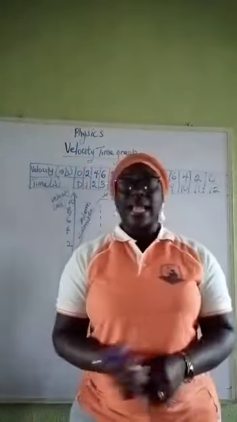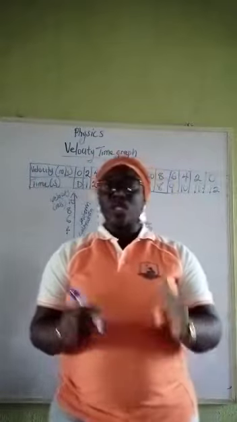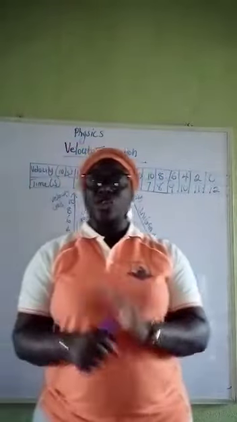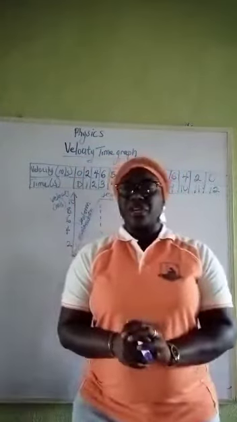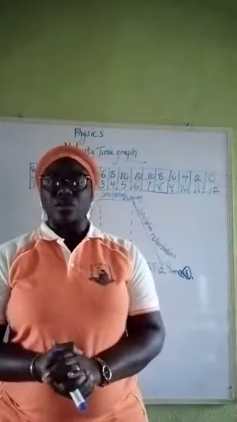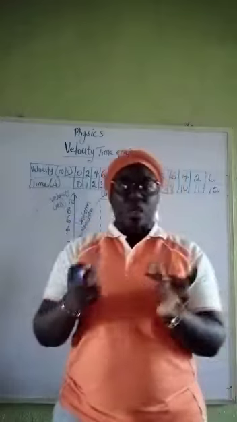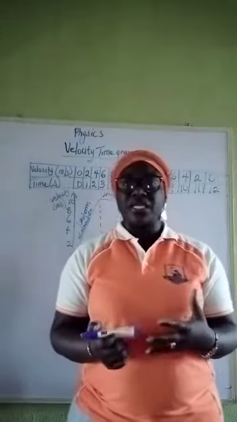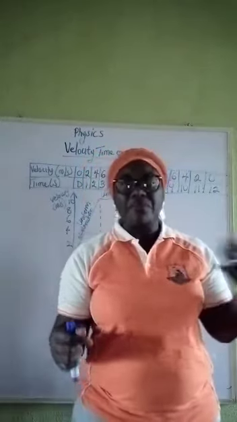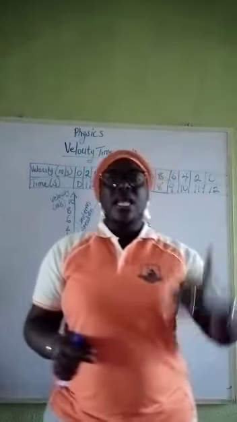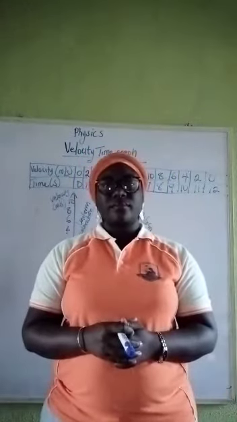And at the end of the class, I expect students to be able to draw a velocity time graph to understand what uniform velocity means as well as uniform acceleration. So let us start. What is uniform velocity? What is uniform acceleration? Now when you're talking about uniformity, you are referring to equality. Now velocity simply means what? Displacement over time.